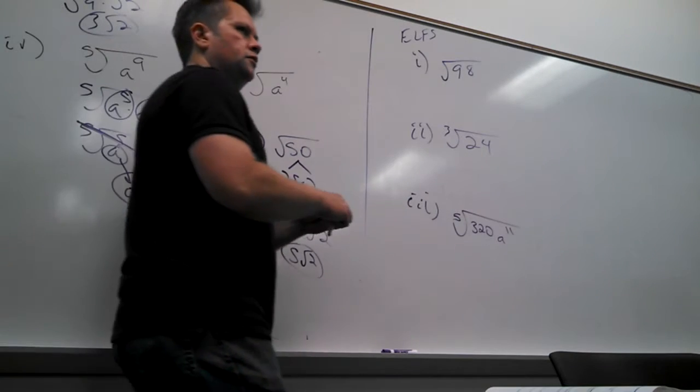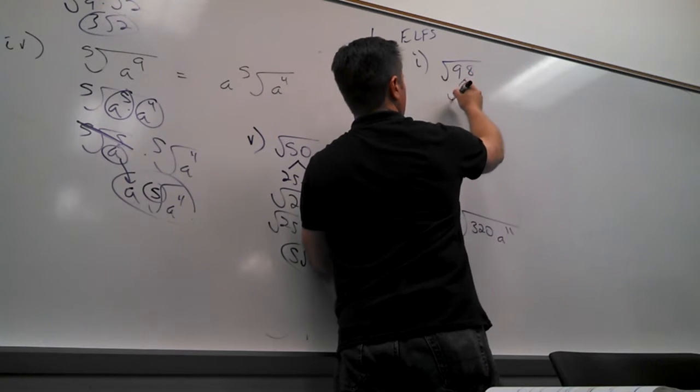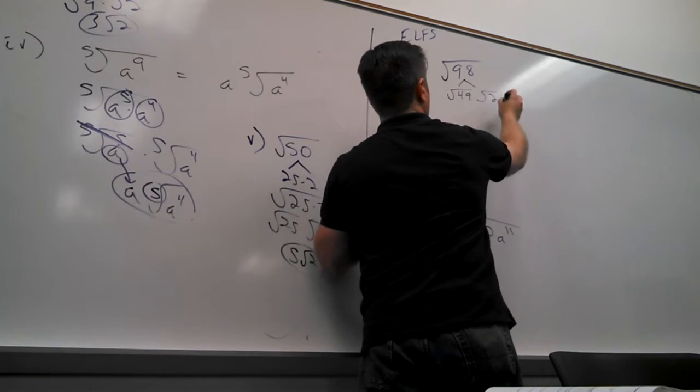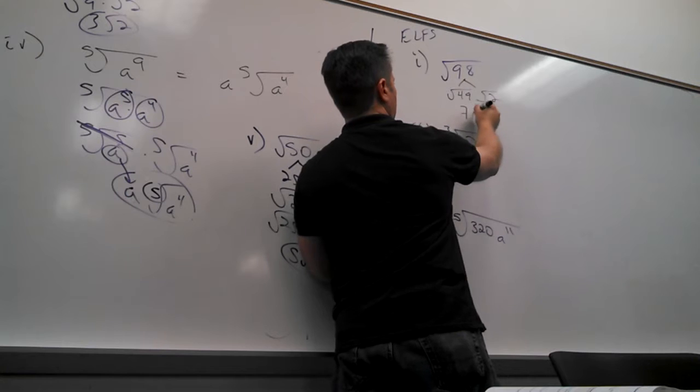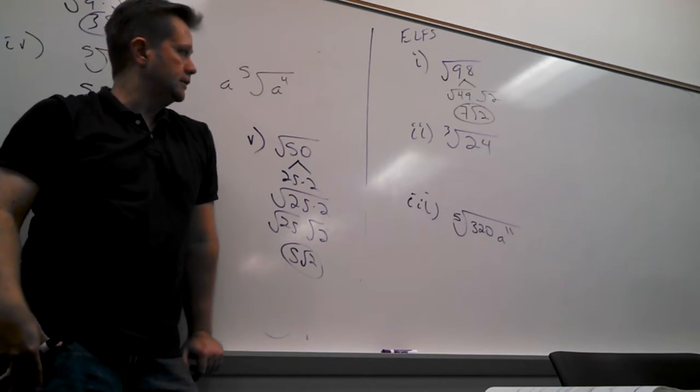Let me catch up to you guys. How do you break up the 98? 2 times 49. Good. Square root of 49 is? Square root of 2 is? I don't know. Alright.